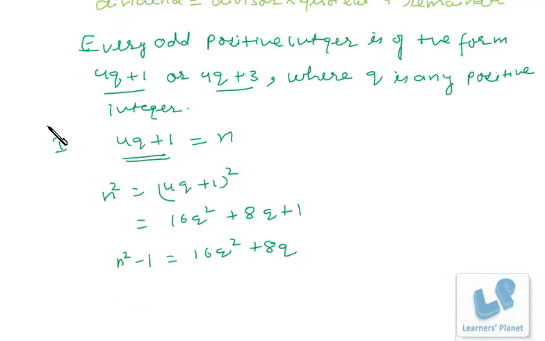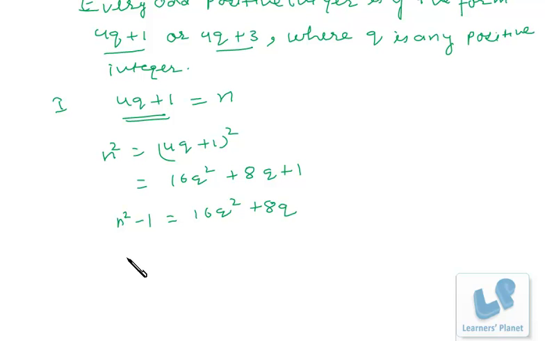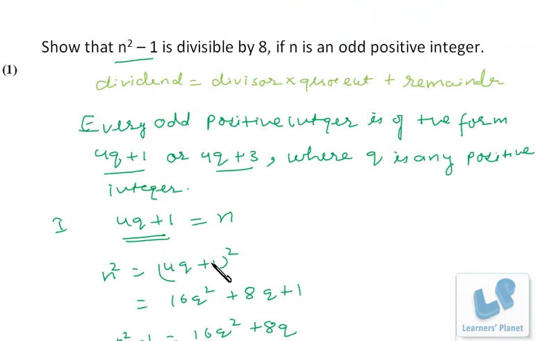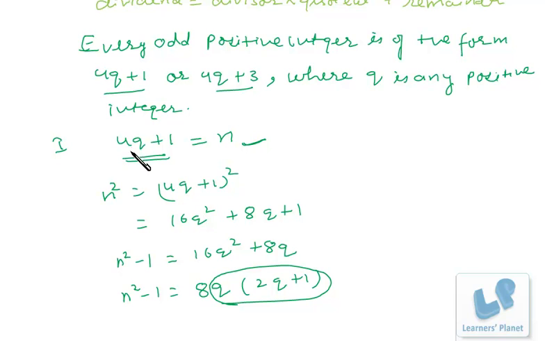Now what? n square minus 1 is equal to, I can take 8q as common, so it will be 8q times 2q plus 1. That means this expression will also be an integer, and this integer is a multiple of 8. That means n square minus 1 is always a multiple of 8, right? So what was n? n was an odd positive integer, as we have discussed. So we proved that n square minus 1 is divisible by 8. This is case 1.